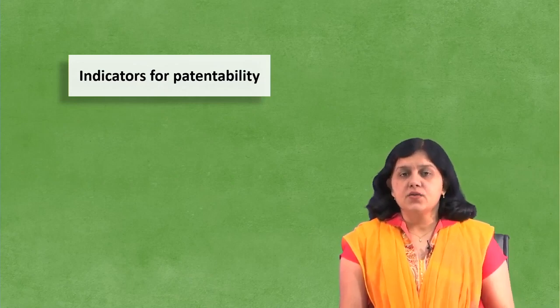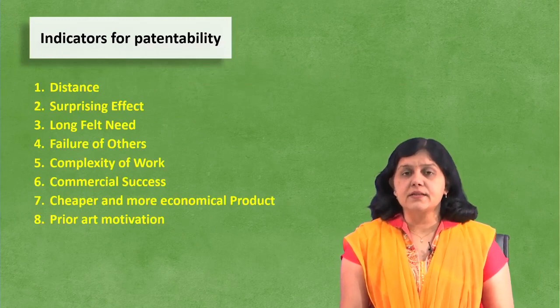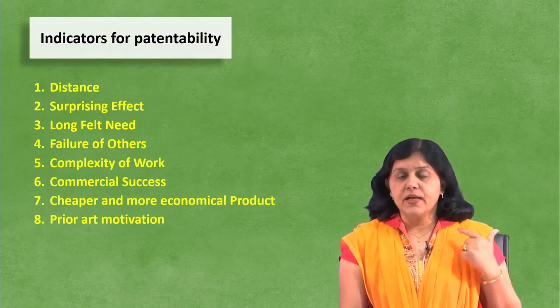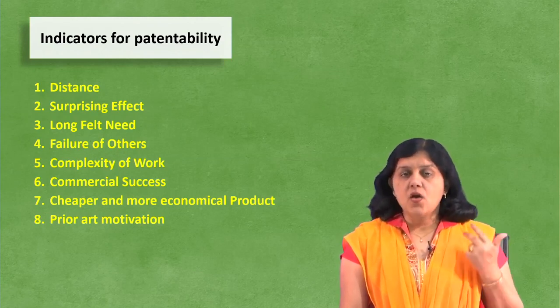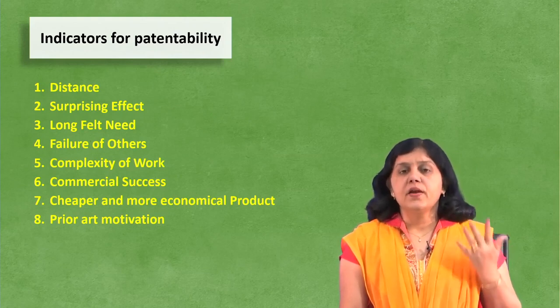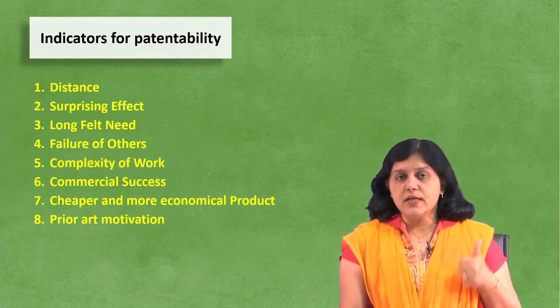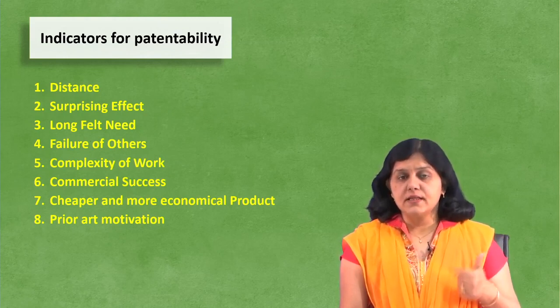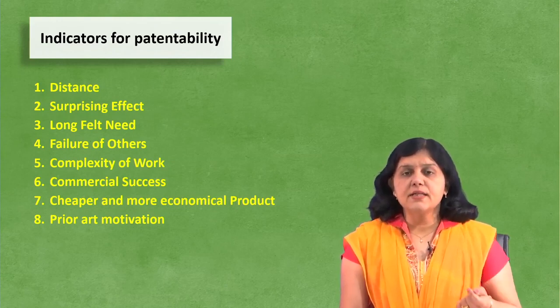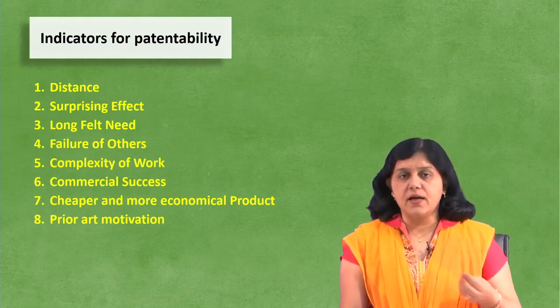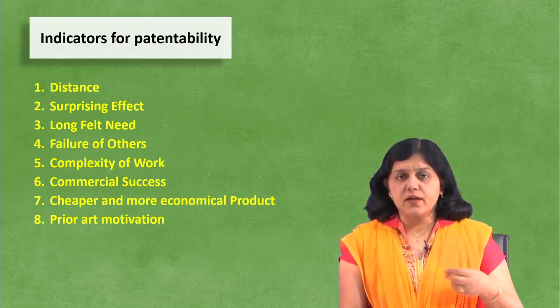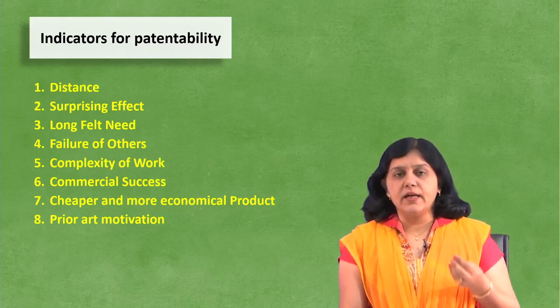There are some guidelines. So, let us check what are the indicators for the inventive step. These indicators are: first, distance; second, surprising effect; third, long felt need; fourth, failure of others; fifth, complexity of work; sixth, commercial success; seventh, cheaper and more economic product, and simplicity of the proposed technological solution; and the eighth, that is prior art motivation. So, we will now check one by one what these 8 indicators are.